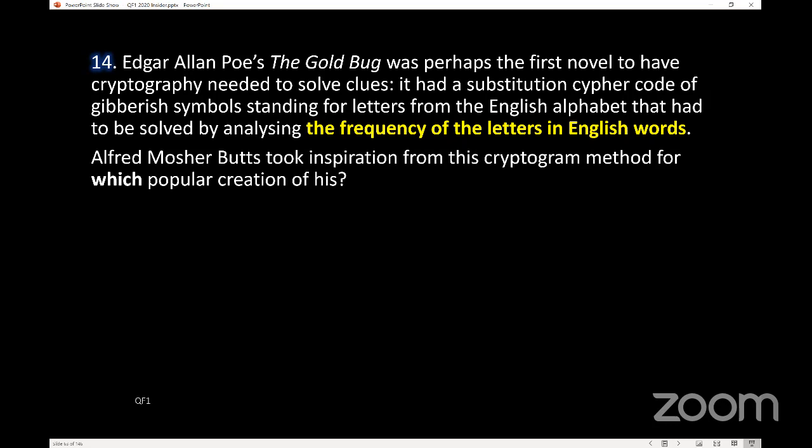So in The Gold Bug, you have some symbols there, and the way you solve for those symbols is by figuring out which symbol stands for which English letter. And you do that by studying the frequency of letters in English words. This idea of analyzing the frequency of letters in English words was captivating to this guy called Alfred Mosher Butts. And he used it in some very, very popular creation of his. So what popular creation is this? One word answer.